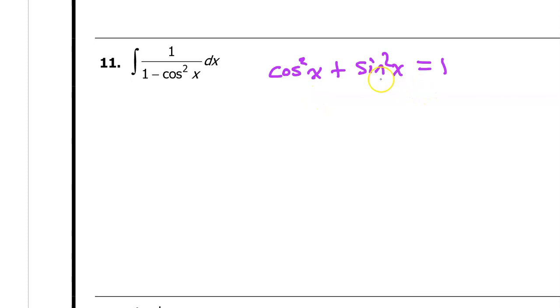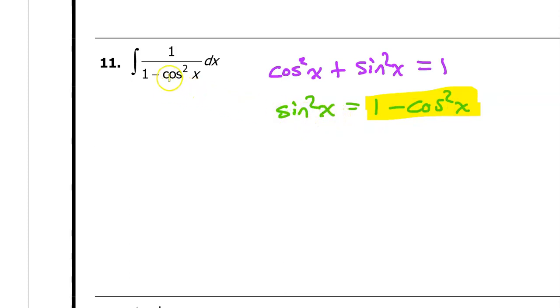So if I wanted to get sine squared by itself, I would subtract cosine squared from both sides. That would give me sine squared x is equal to 1 minus cosine squared x. So this is kind of another identity. If I were to see 1 minus cosine squared someplace, I could replace it with sine squared x.